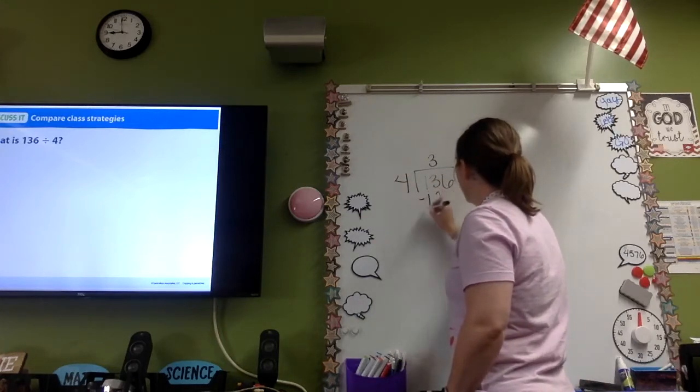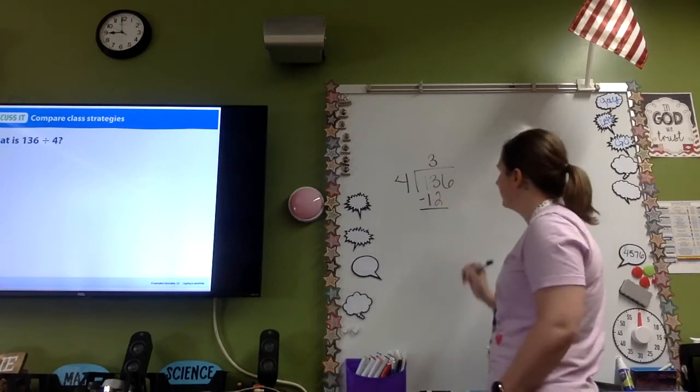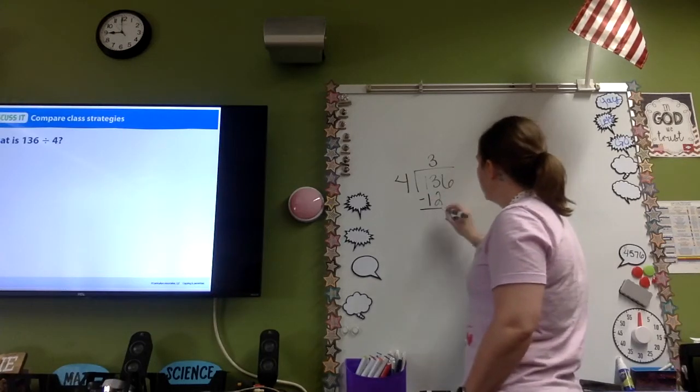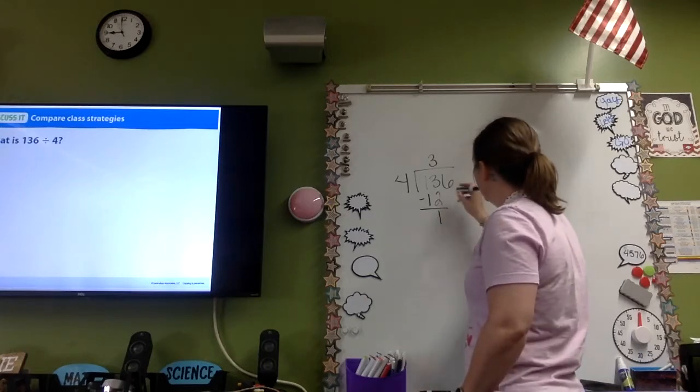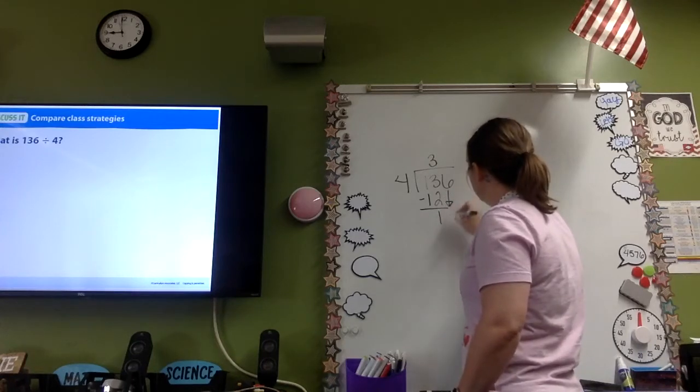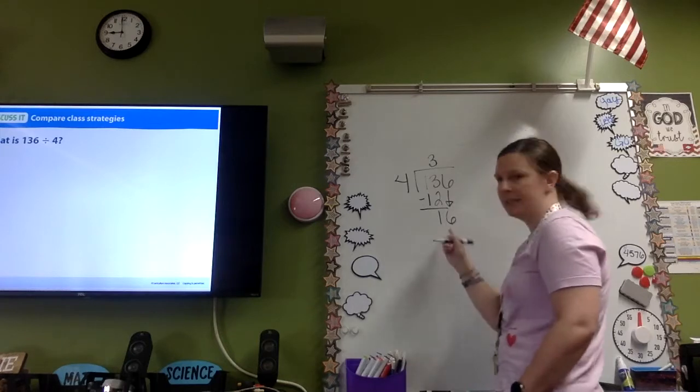12, so I need to subtract that. 12 from 13. So 13 minus 12 is 1, so I have a 1 here. I need to bring this number down. So now I have 16.